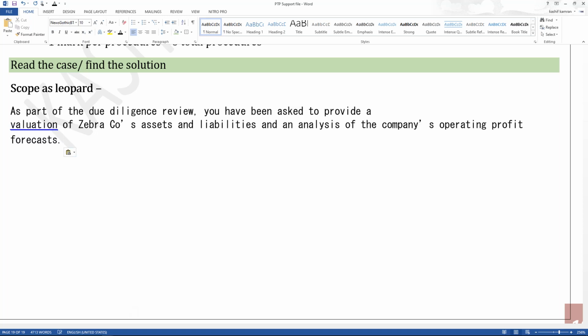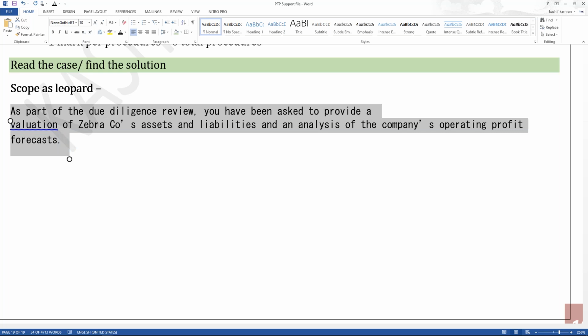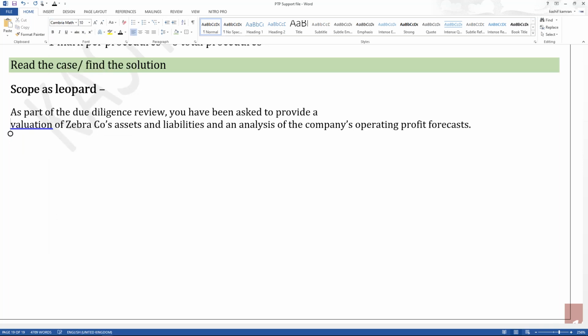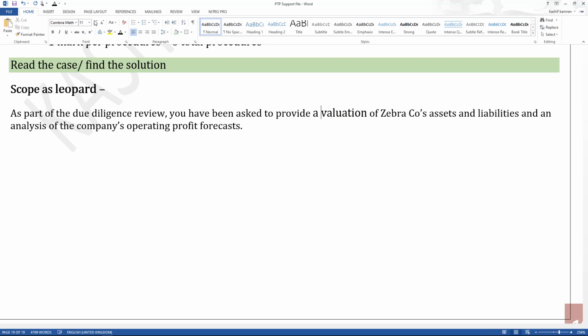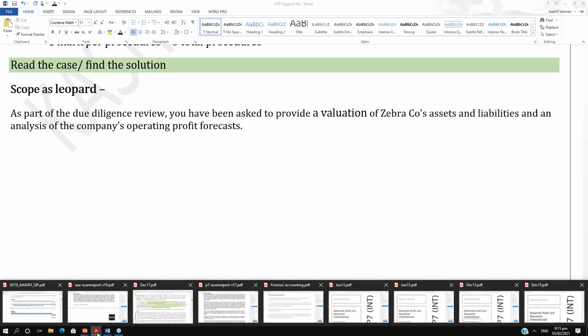Your scope as Leopard is this, which I just copied from the case study, which will help me when I'm writing my why answer. So my scope is that I need to perform the fair value of the assets and liabilities, and I also need to work upon the company's operating profit forecast. So you have been asked for that. Now see how this will help me when I start to write my why answer. Okay, back to the case study.